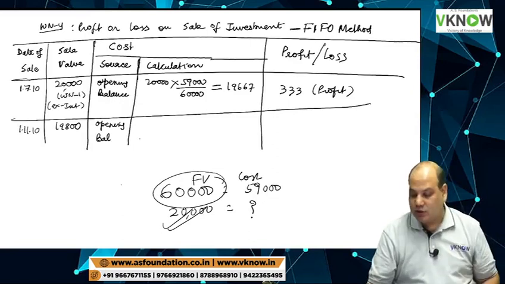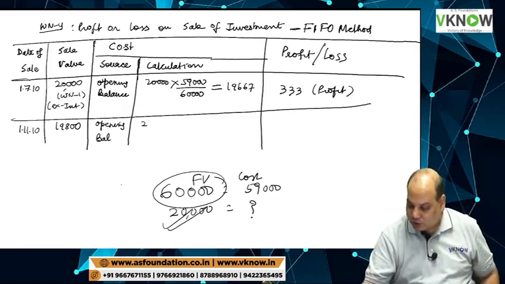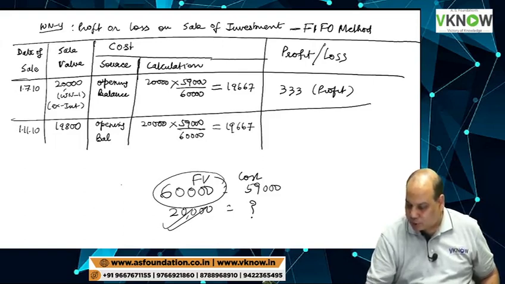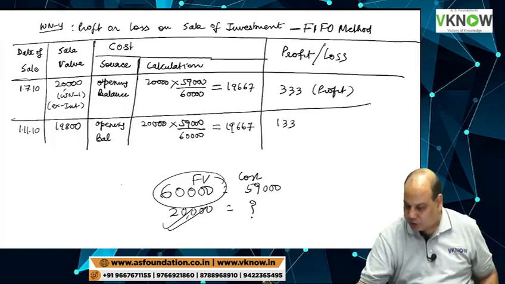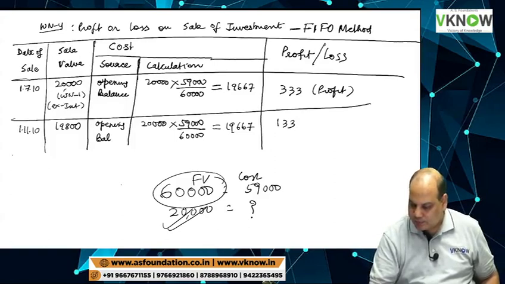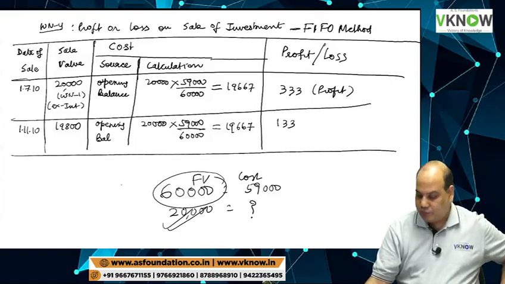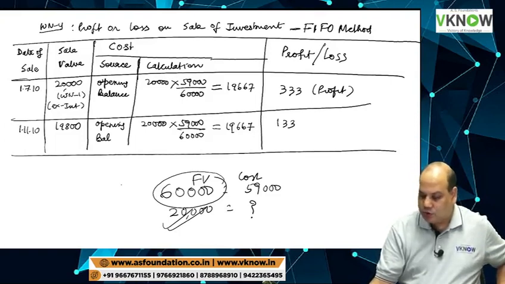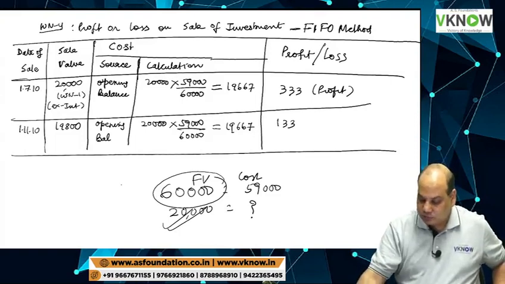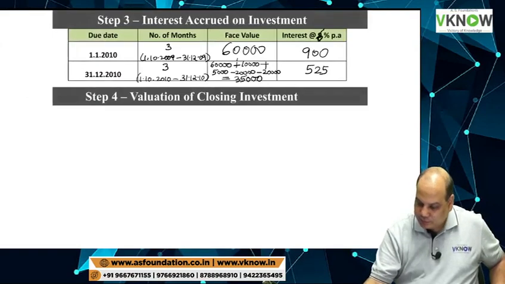Opening balance is 60,000 and the calculation will again be the same. 20,000 into 59,000. Numbers are same, so the answer will also be same. But the profit figure will be different now. The profit will be 133 only. This is the profit or loss on sale of investment. Done. One last, working note 5.